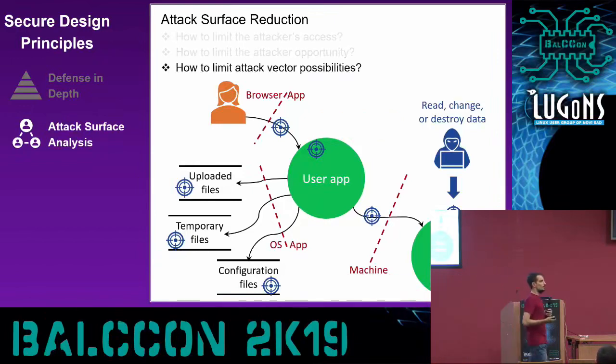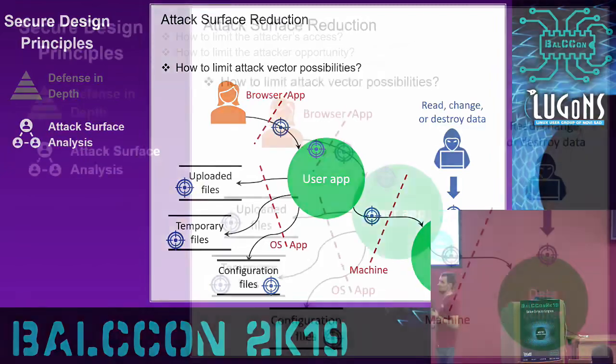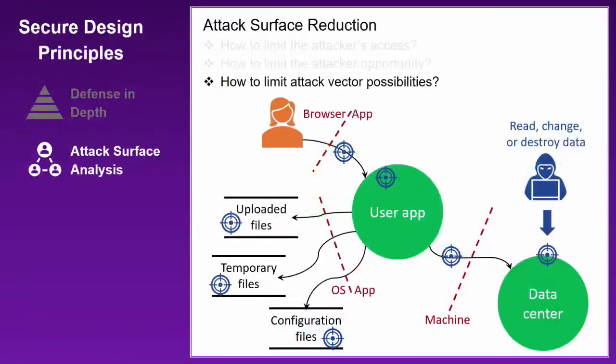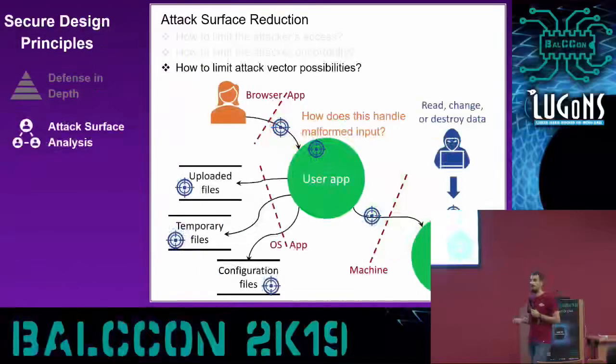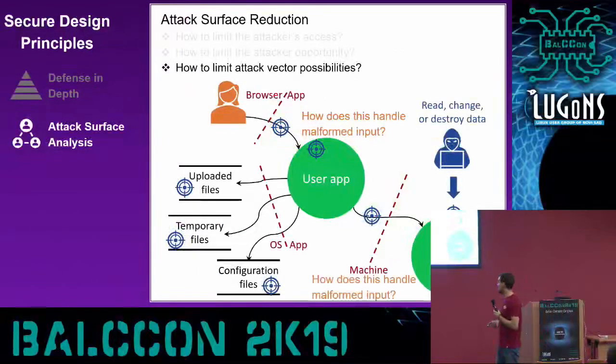Once we've limited who can access the endpoints, who can access the files, once we've limited how long they are available, when they are available, the question is, how can we limit the attack vectors that can arrive through these controlled channels? And this is basically input validation when talking about the application layer. So the questions that we should be asking is, how does the application, how does the data center handle malformed inputs?